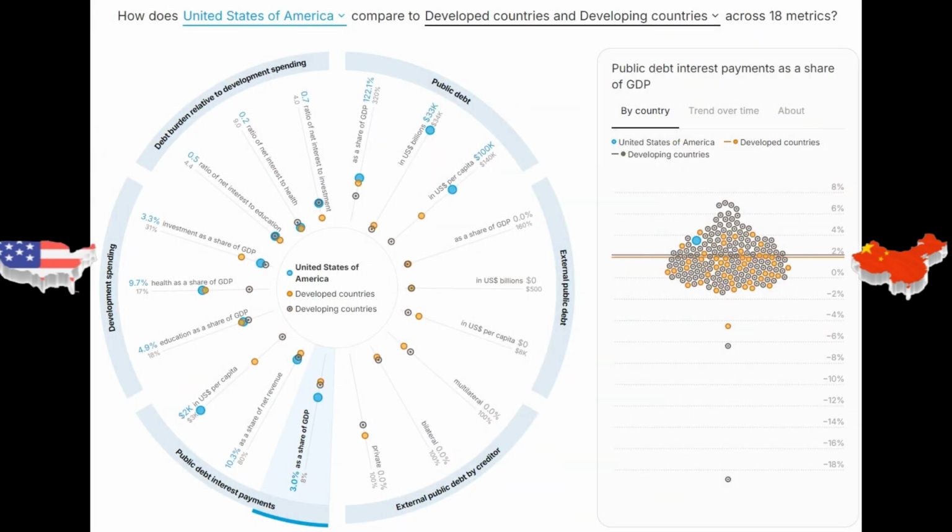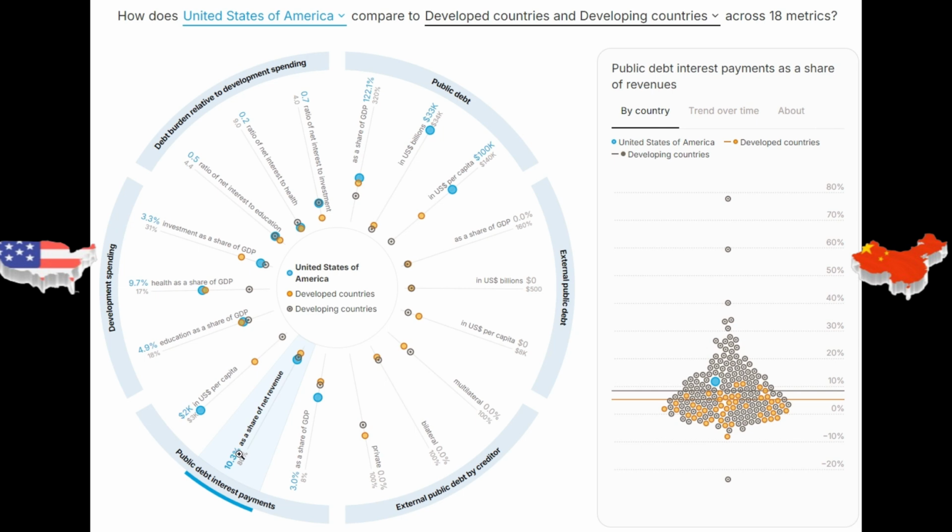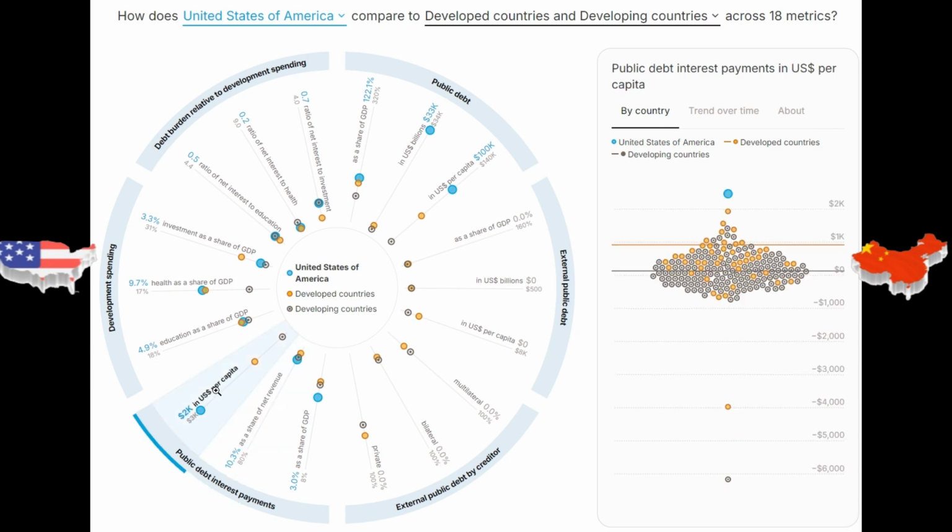Now, let's discuss public debt interest payments. The U.S. spends 3% of its GDP annually on interest for its massive public debt, and this number is rising, well above the global average of 2%. It also consumes 10% of the government's total revenue. The higher this share, the more vulnerable a country becomes to potential bankruptcy. At the extreme end is Sri Lanka, where nearly 80% of government revenue goes toward debt interest payments. In the U.S., each citizen shoulders an annual burden of $2,000 in debt interest payments, the highest in the world.